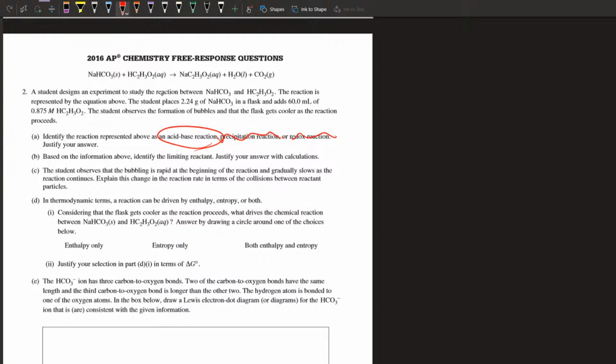All right. So now let's go to 2. Based on the information above, identify the limiting reactant. Justify your answer with calculations.